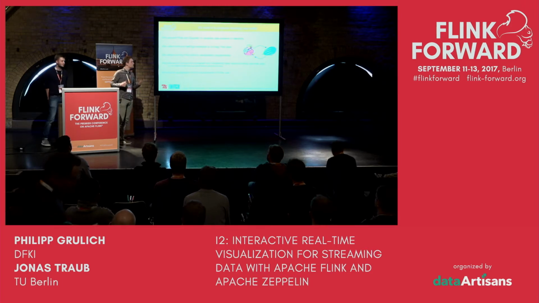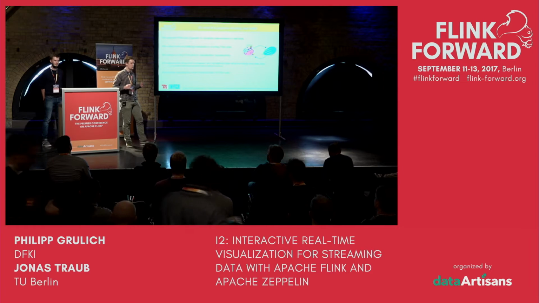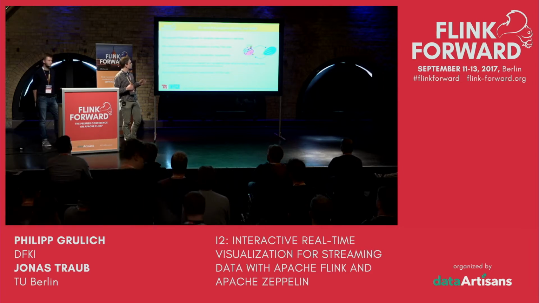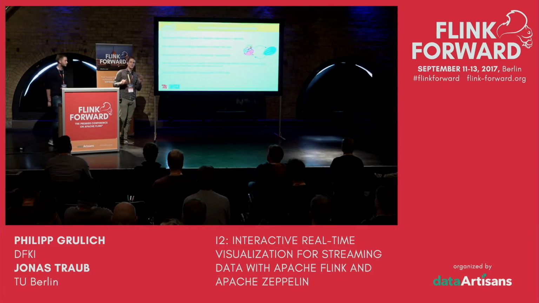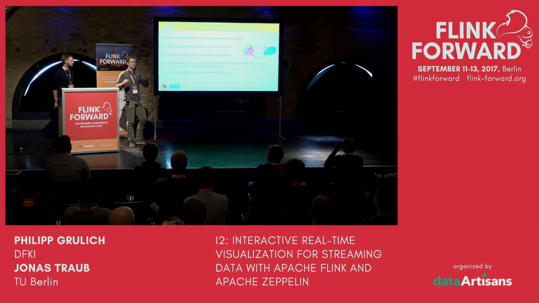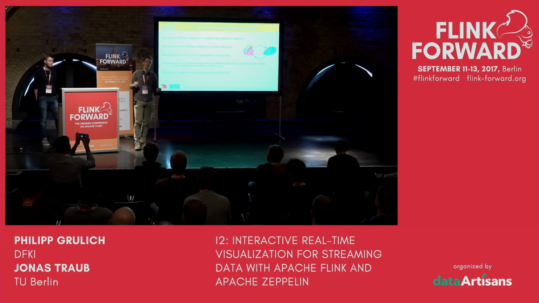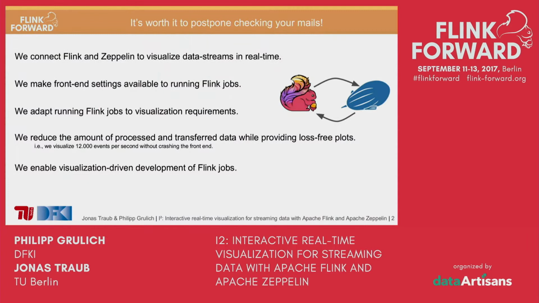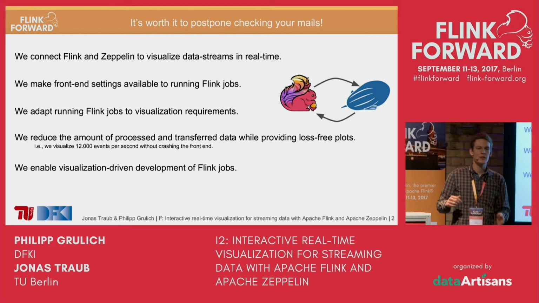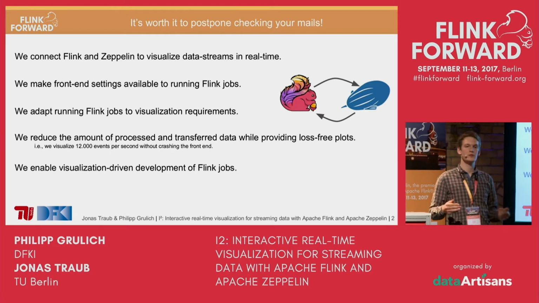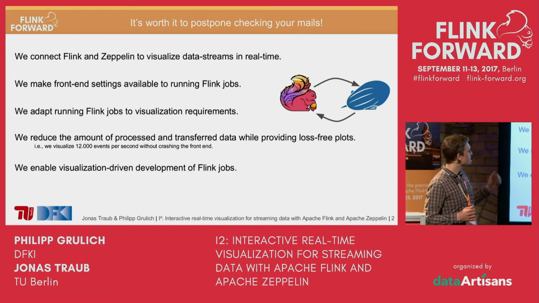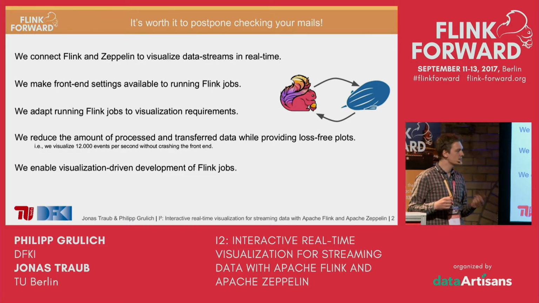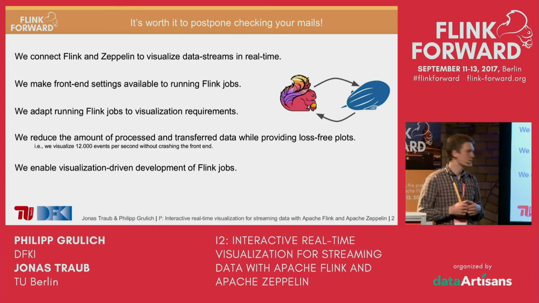So what we do is we connect Flink and Zeppelin to visualize data streams in real time. But what we also do is we make the front-end settings, so what you actually select in the visualization, available to the Flink job. And depending on what you select, we manage to adapt the running Flink job to only process and stream the data which you're actually going to need for your visualizations. Thereby, we reduce the amount of processed and transferred data while we still provide loss-free plots.